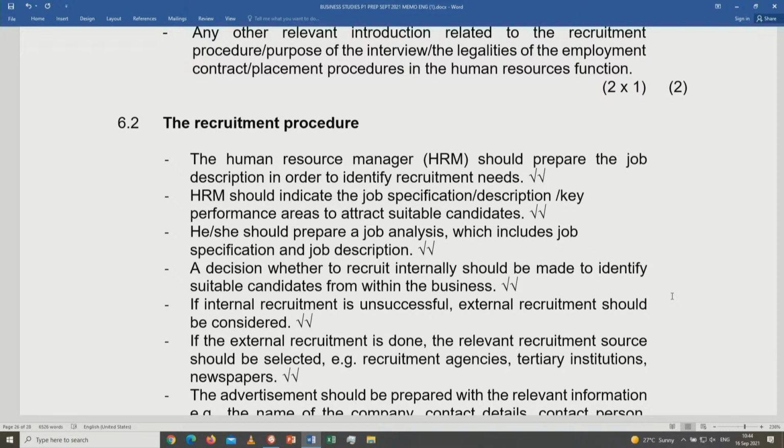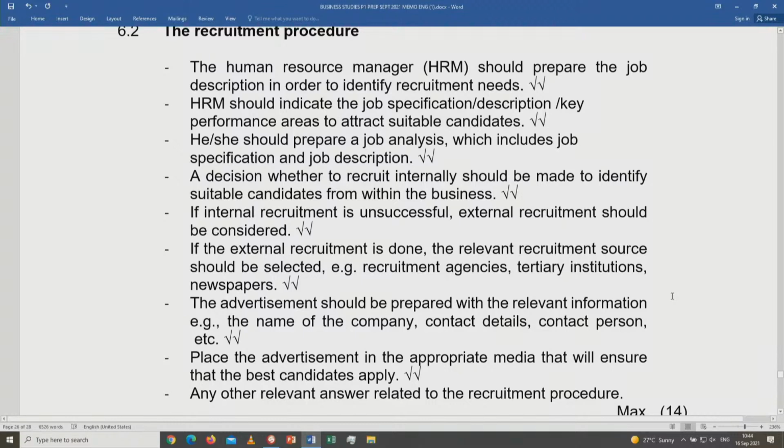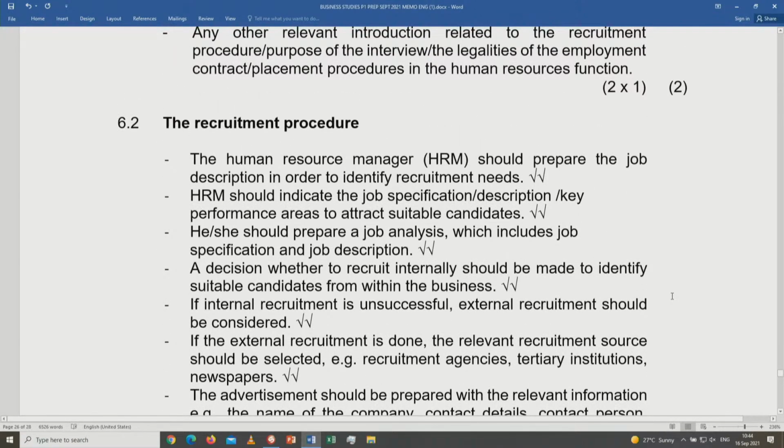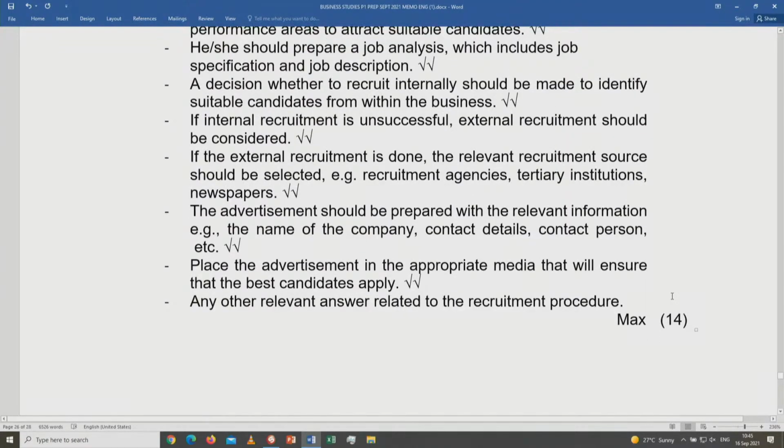A decision whether to recruit internally should be made to identify suitable candidates from within the business. If internal recruitment is unsuccessful, external recruitment should be considered. If external recruitment is done, the relevant recruitment source should be selected. The advertisement should be prepared with relevant information, the name of the company, for example, the contact details, and so on, and place the advertisement in the appropriate media that will ensure that the best candidates apply. So this is the procedure when you execute recruitment as a human resource activity. Maximum marks, 14.